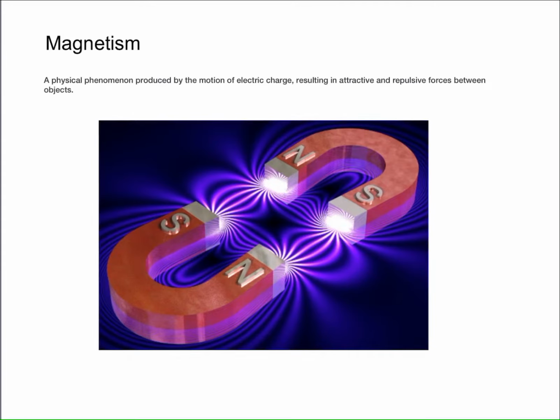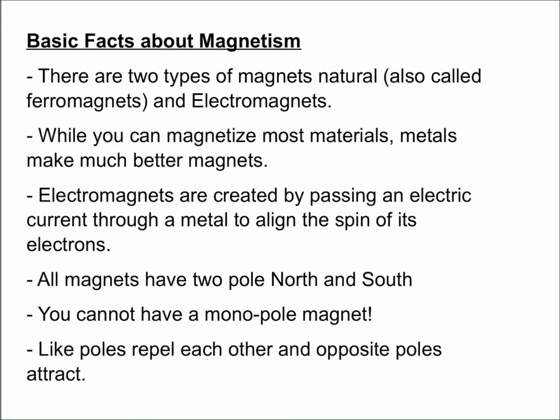It's the physical phenomenon produced by the motion of electric charge, typically electrons, resulting in attractive and repulsive forces between objects. So here we have a list of basic facts about magnetism, most of which you should already know. For starters, there are two different types of magnets. There's natural magnets, also known as ferromagnets, and then there are electromagnets.